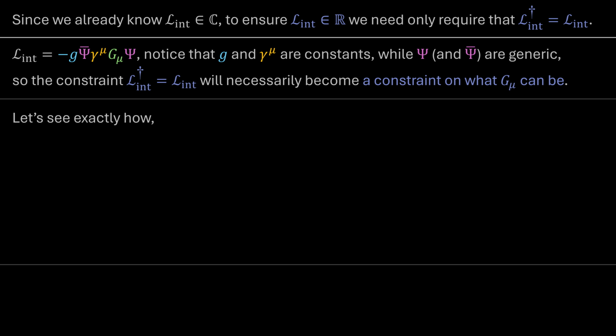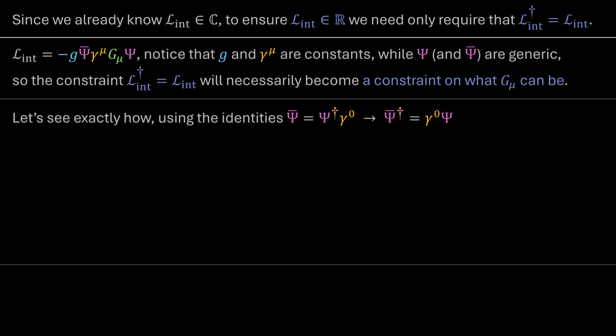Okay, now to see exactly what kind of constraint this puts on G mu, we're going to have to use a couple of identities. The first one is that psi bar, the Dirac adjoint of psi, is equal to psi dagger times gamma 0. So that's the definition of the Dirac adjoint. Now from that definition, I also want to point out that if you take the transpose conjugate of the Dirac adjoint, you end up getting gamma 0 times psi. Because gamma 0 is equal to its own transpose conjugate, and psi dagger dagger equals psi, and you switch the order of things around when you take the transpose conjugate.